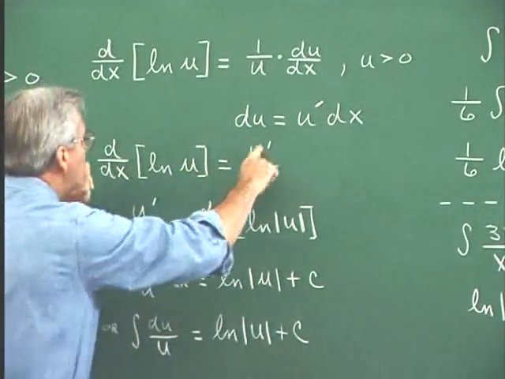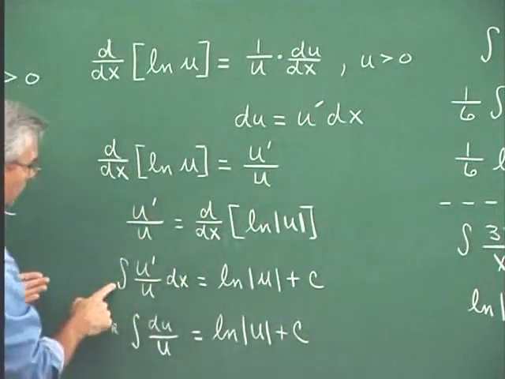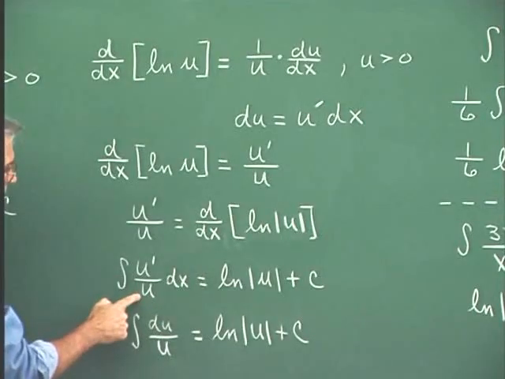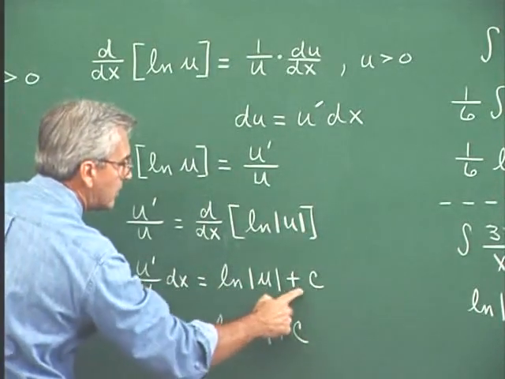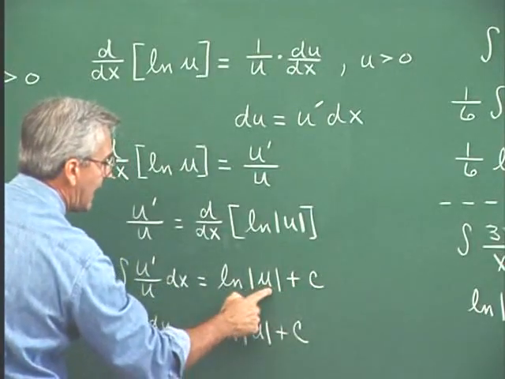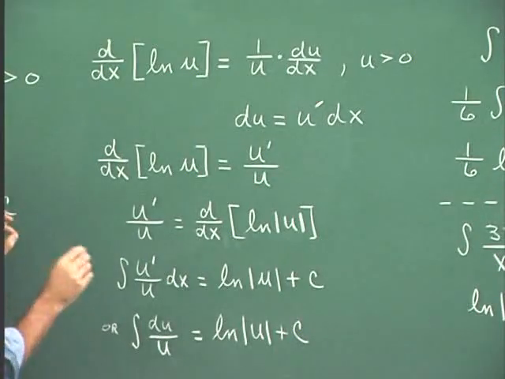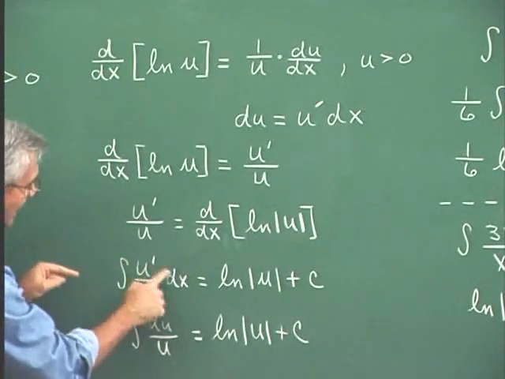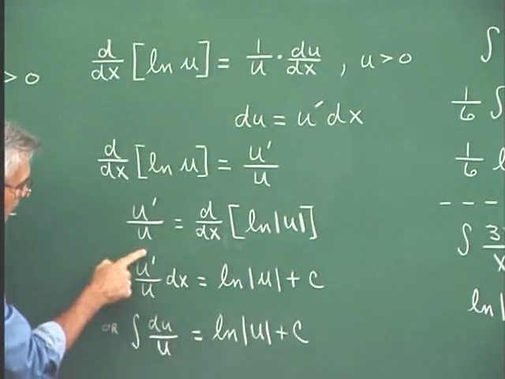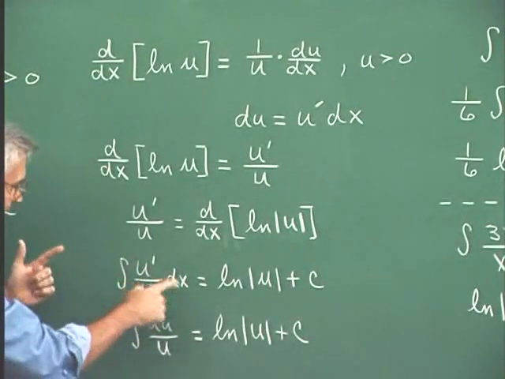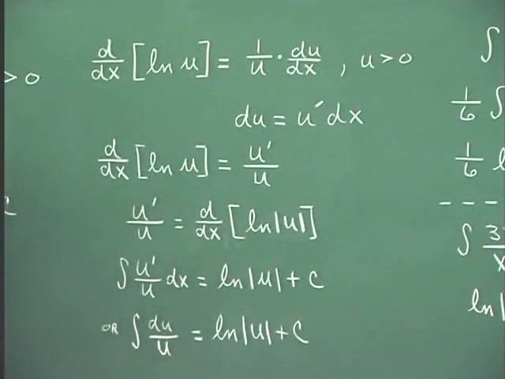Well, at any rate, let's swap these around and then take the integral on both sides. So the integral of u prime over u dx is ln u plus c. Now notice it's ln absolute value of u. And another way to look at it, if we backtrack on this notation, this u prime dx, it's du over u. So either way we look at it, it's okay.